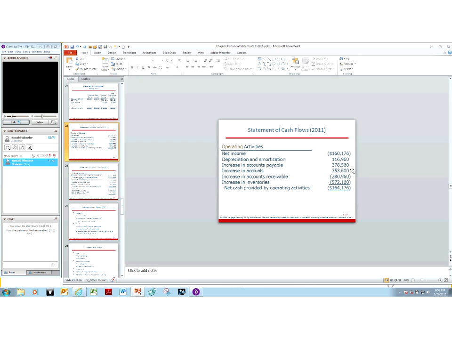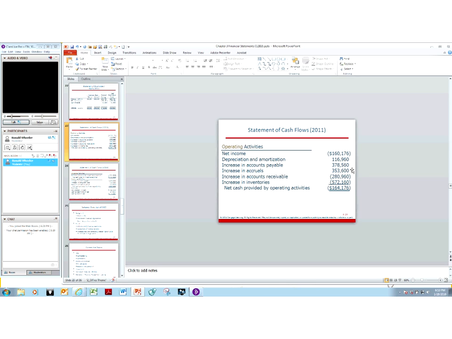By increasing accruals, we had expenses that we hadn't yet paid for, and so that basically helped us increase our cash position by $353,000. Another way to think about that, if we had paid all our accounts payable and had the same balance as the prior year, if we had not increased our accruals and we had paid those more quickly, that would have been cash that would have left the business in this year.